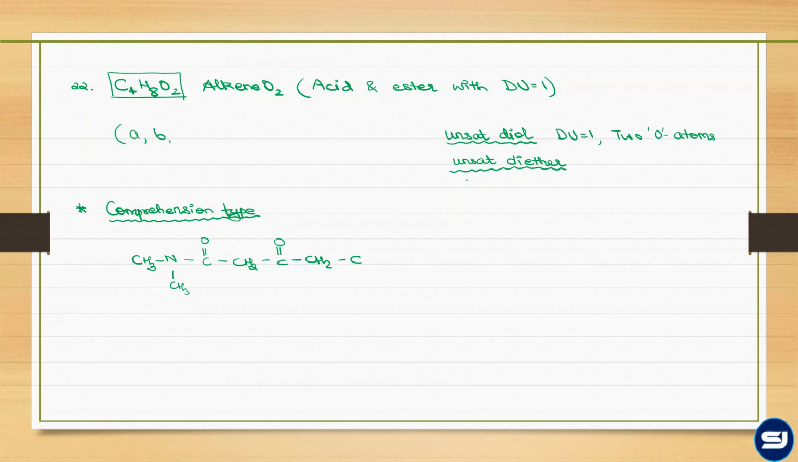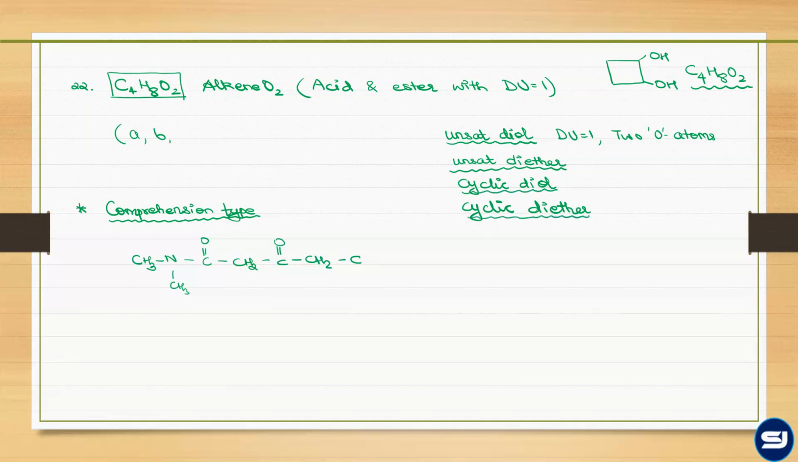Cyclic diol. Yes, because DU equal to 1 is applicable for cyclo also. So if there are 2 OH groups in a cyclic chain, it will also satisfy this formula. For example, if I have a cyclobutane with 2 OH groups on the adjacent carbon, the molecular formula is going to satisfy C4H8O2. Yes or no? And this will also represent a cyclic diether. So these are all the possibilities for C4H8O2 or the CnH2nO2 formula.